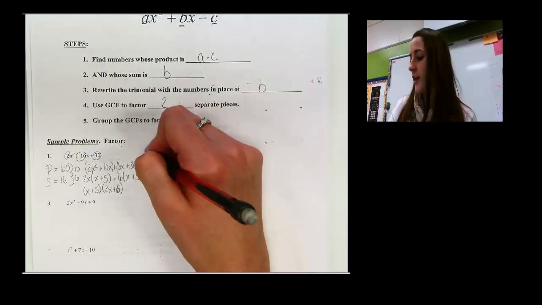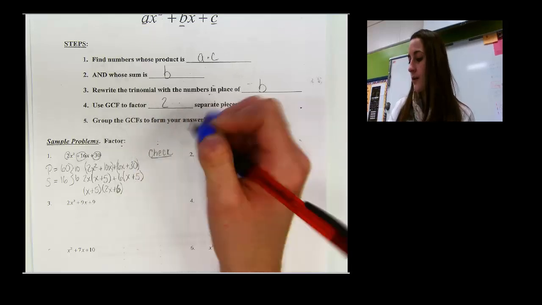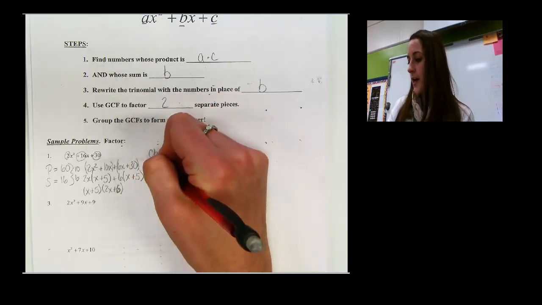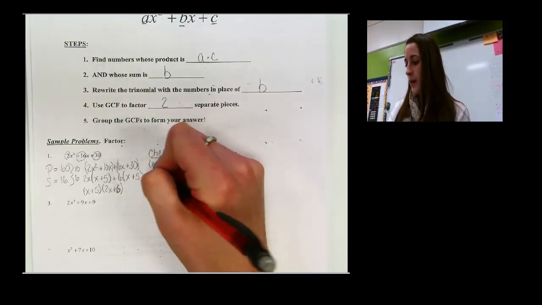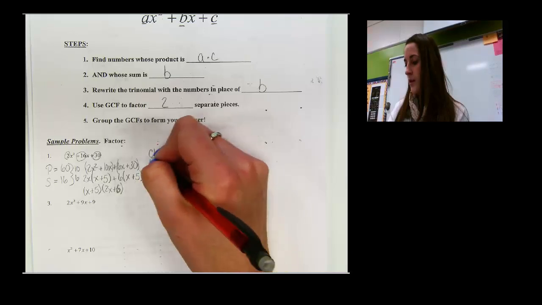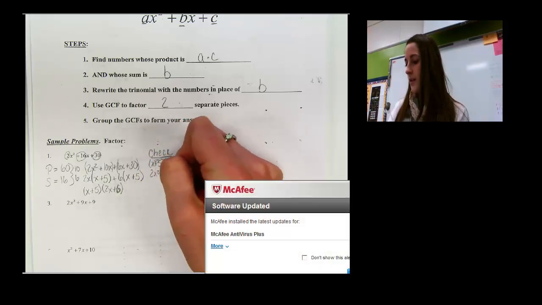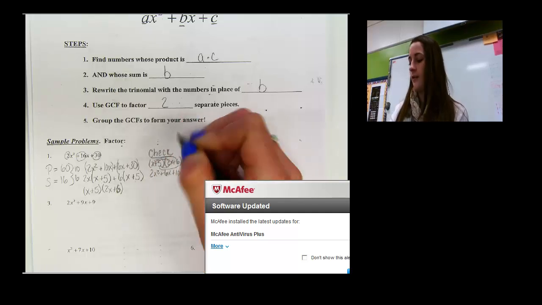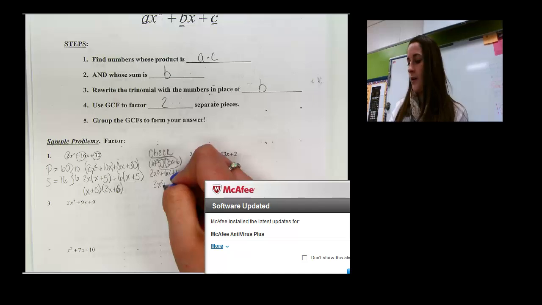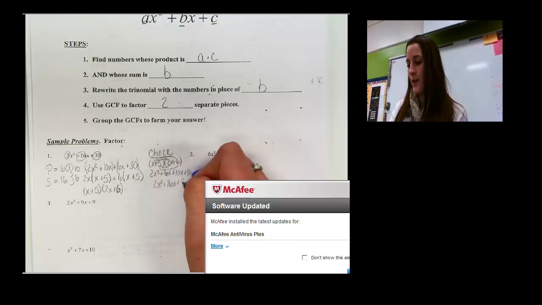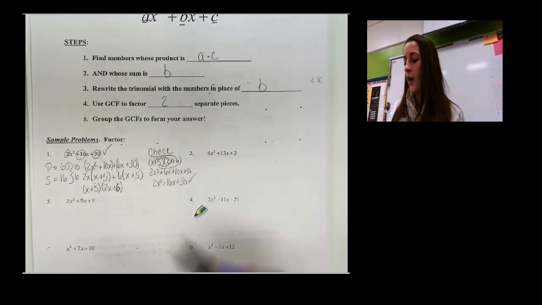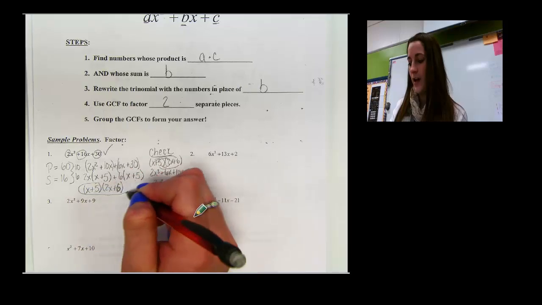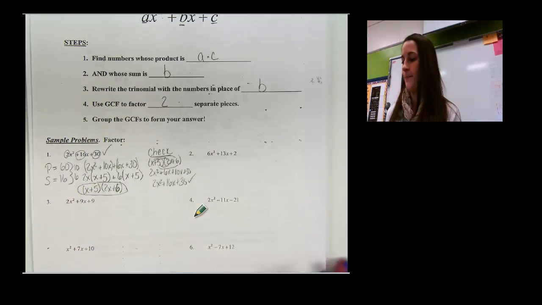So let's go ahead and check to see if that actually works. x plus 5 times 2x plus 6. We're going to get 2x squared plus 6x plus 10x plus 30, which is 2x squared plus 16x plus 30. Our answer matches our original question. Alright, so our final answer is going to be x plus 5 times 2x plus 6.